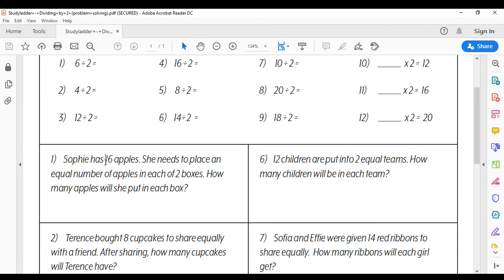So to do this, we can use 16 divided by 2. Kind of similar to this one up here, 16 divided by 2, which also means the half of 16, 16 split into 2. If you can't work this out in your head, you can use materials to help you. But if you can work this out in your head, try and do so.